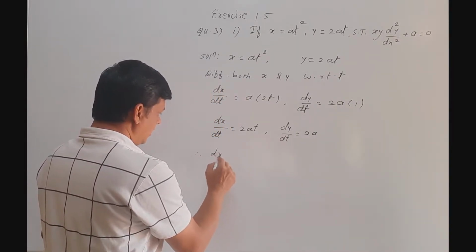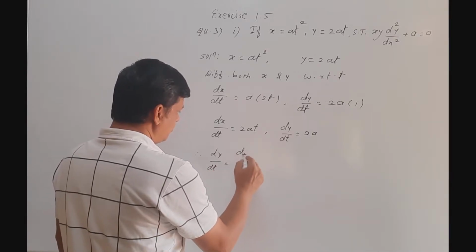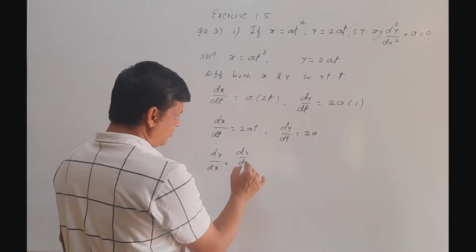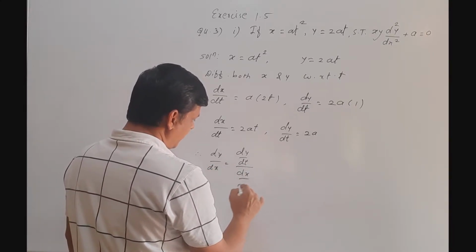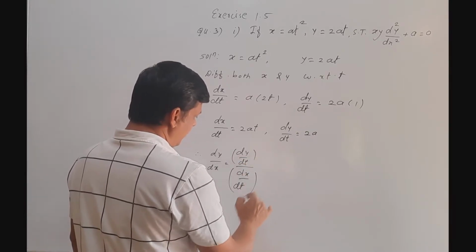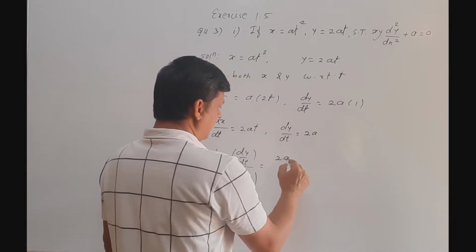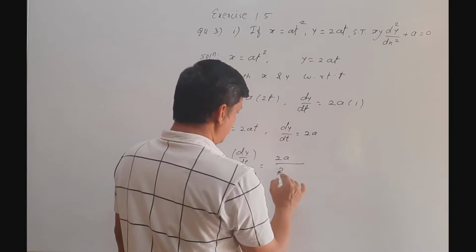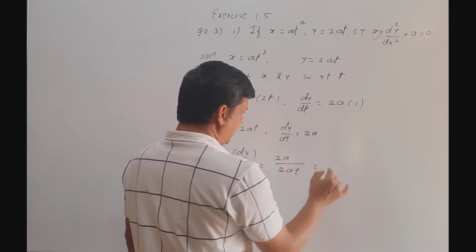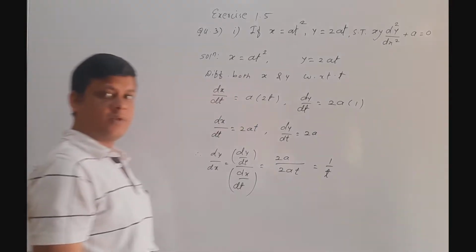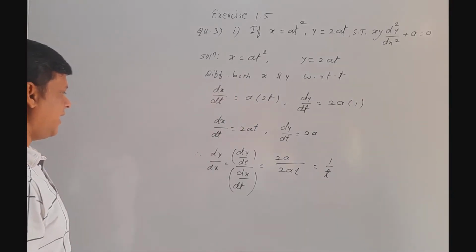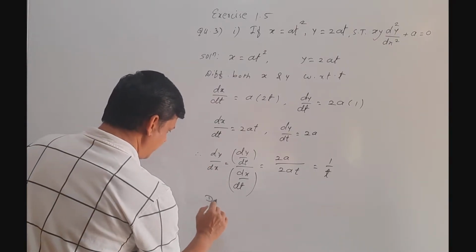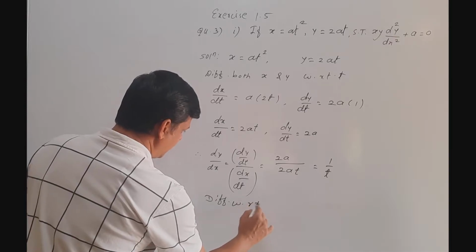Therefore dy by dx is equals to dy by dt upon dx by dt. Now substitute value of dy by dt as 2a, value of dx by dt as 2at. So this 2a get cancel, we get 1 by t. Now we have to find d2y by dx2. So differentiate this with respect to x. So write here differentiate with respect to x.